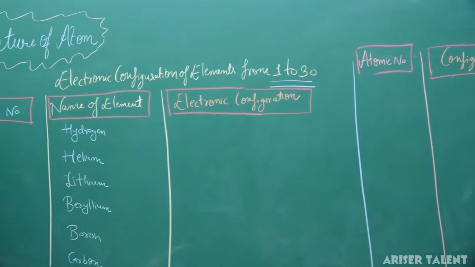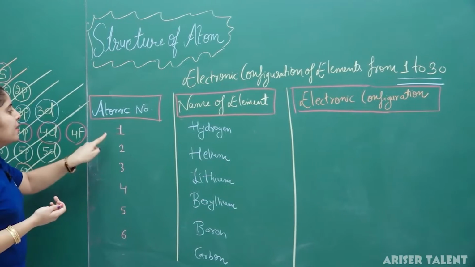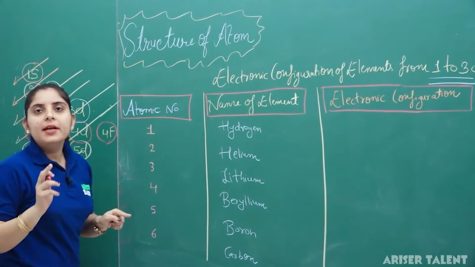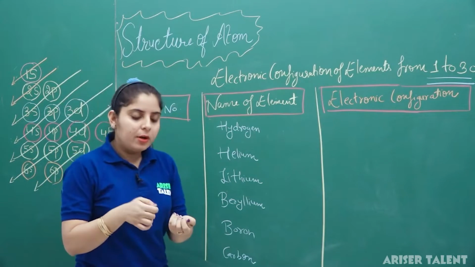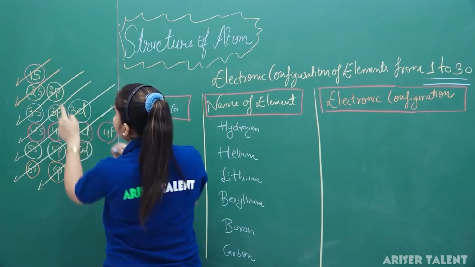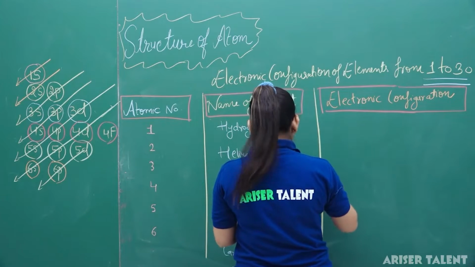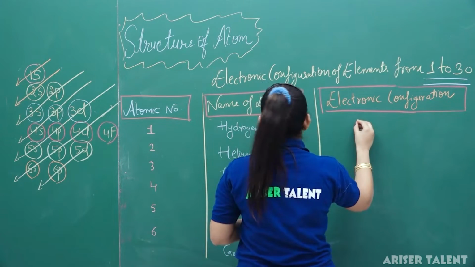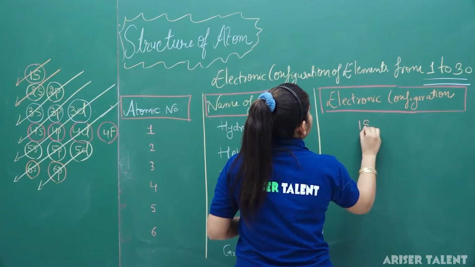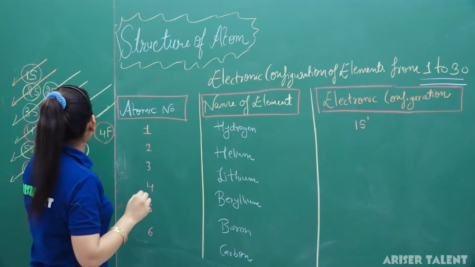So first number is for hydrogen. Now we will write the electronic configuration for this element. As its atomic number is 1, it must contain 1 electron and 1 proton in its nuclei. So its electronic configuration is, firstly the electron will fill in the 1s orbital. So its electronic configuration will be 1s1. Now for helium we have atomic number 2.